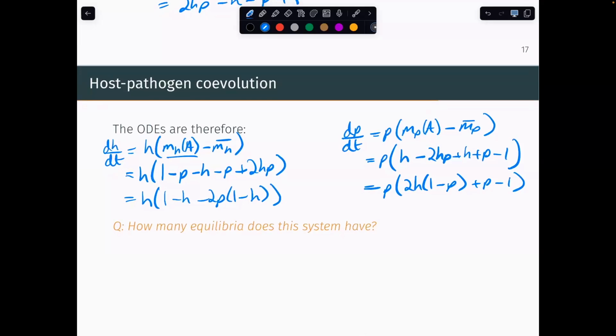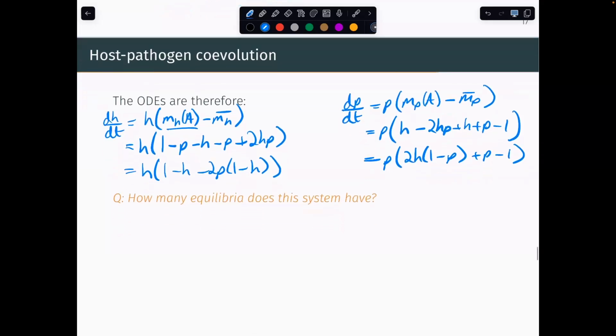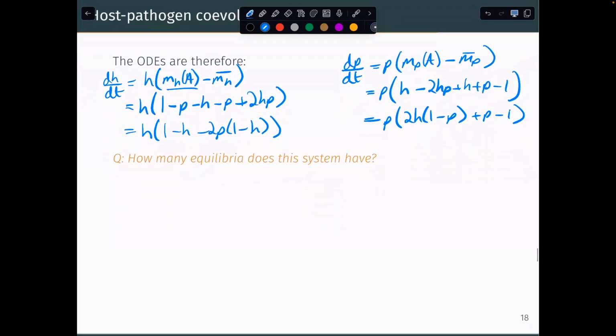Like I said, a lot of this ultimately just boils down, even though we're modeling evolution, we can apply the skills we've learned from any system of nonlinear ODEs. So a system of 2 ODEs with 2 variables. So just to check you guys remember how to do this, I need to find how many equilibria this system has and what they are. Okay.